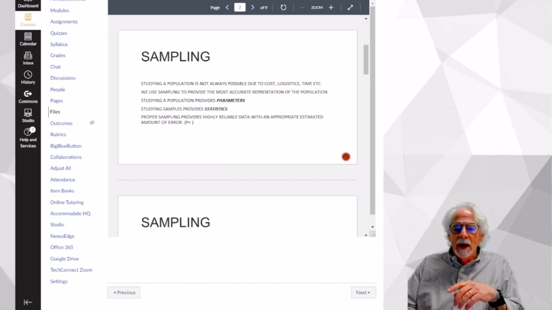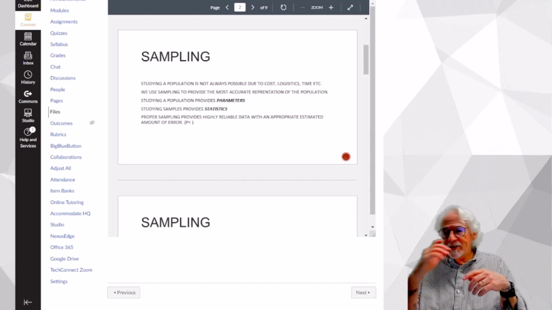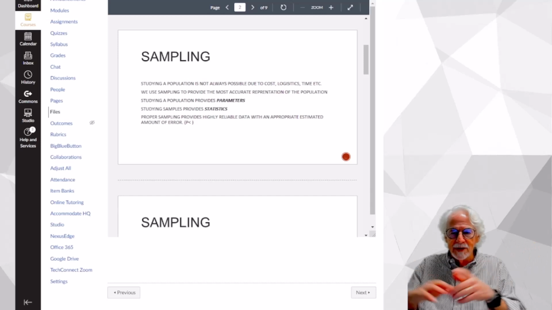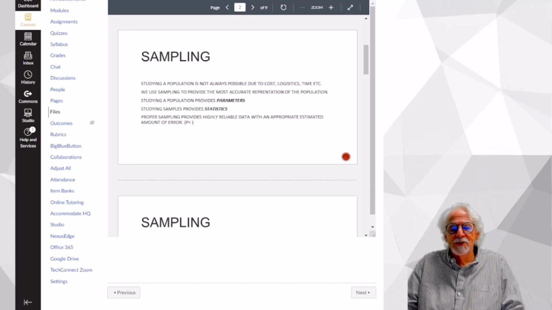So, because of money, because of logistics, right? Even if I wanted to study the population of the student body of Delta College, to be able to reach every student is really not realistic. Or to get every student to reply, all those things, right? So it doesn't matter. Studying a population is challenging at best, right?